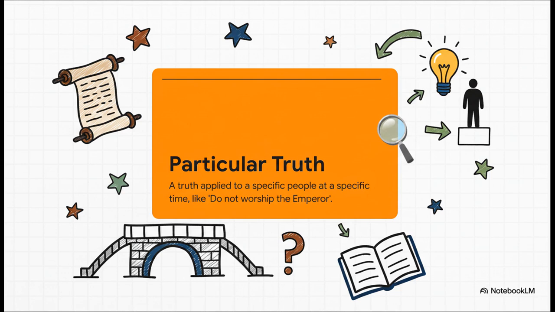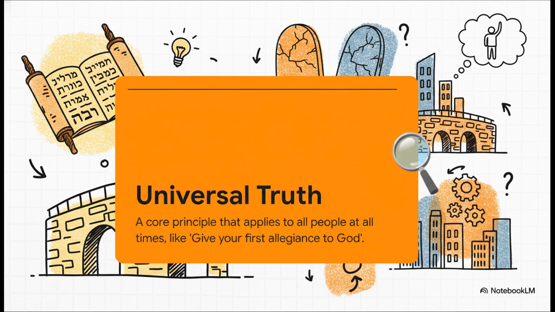You have to see that this command, don't worship the emperor, was what our source calls a particular truth. It was a very specific application of a bigger idea, for a specific group of people at a specific moment in history. Because hiding right underneath that particular truth is a universal truth. This is the core principle that applies to everyone, everywhere, at any time. In this case, that universal truth is about where you place your ultimate loyalty. Back then, the particular threat was the emperor. Today, for us, it might be our career, or money, or our reputation. The core principle, give your primary allegiance to God, is exactly the same.